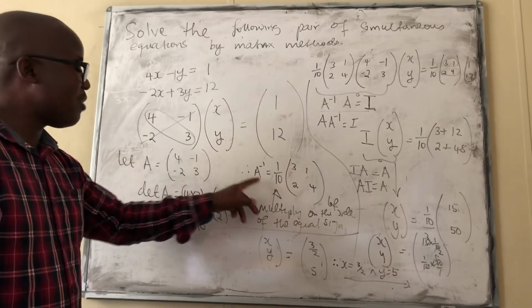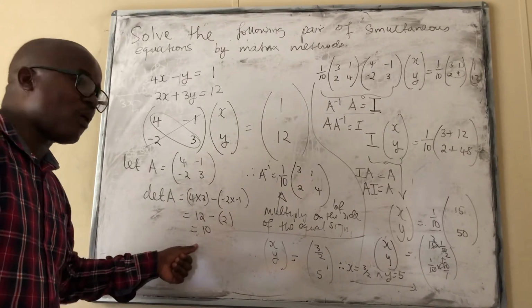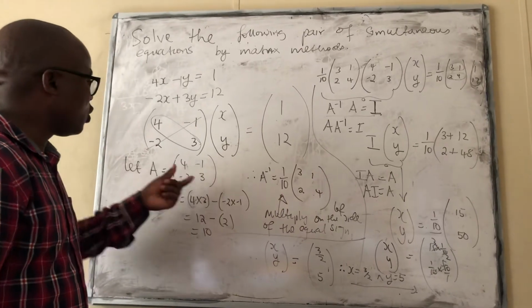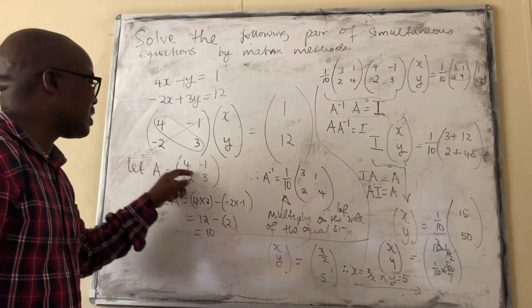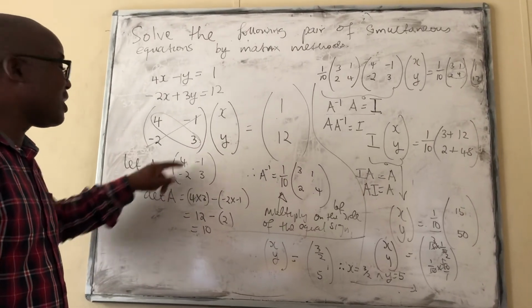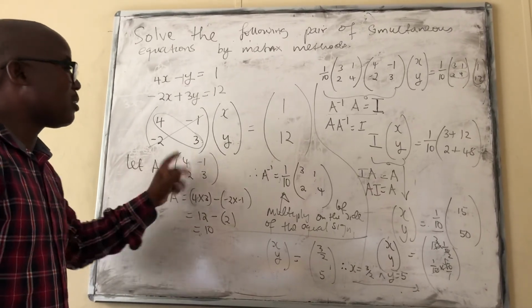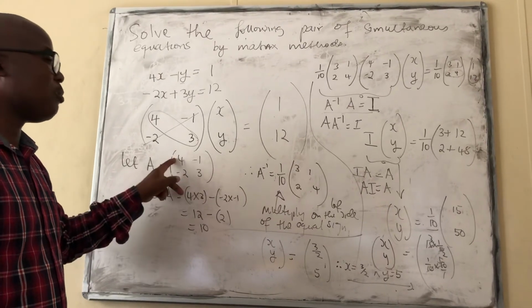How do you find the inverse? You take the reciprocal of this, you invert it, which is 1 over 10. 10 over 1 becomes 1 over 10. And then you multiply by the matrix. You don't multiply by this matrix; you do something to this matrix. You interchange the numbers in the leading diagonal and change the signs of numbers in the other diagonal. On this diagonal, you don't swap, you just change the signs. These ones, you interchange them. 4 takes the position of 3, 3 takes the position of 4.